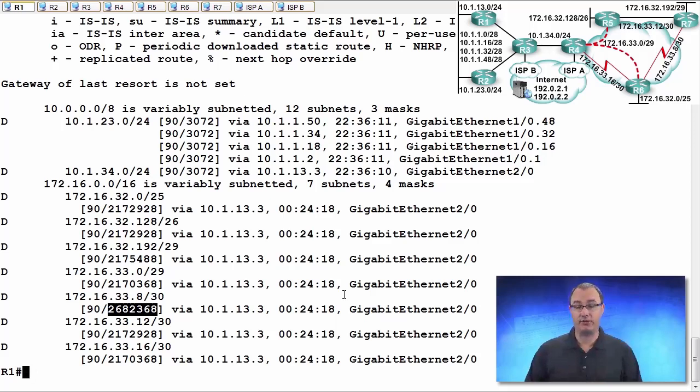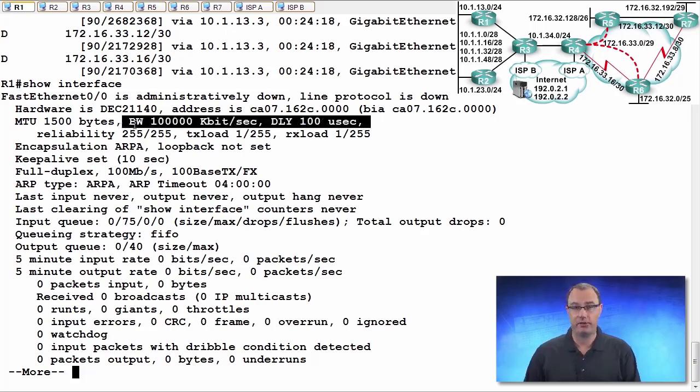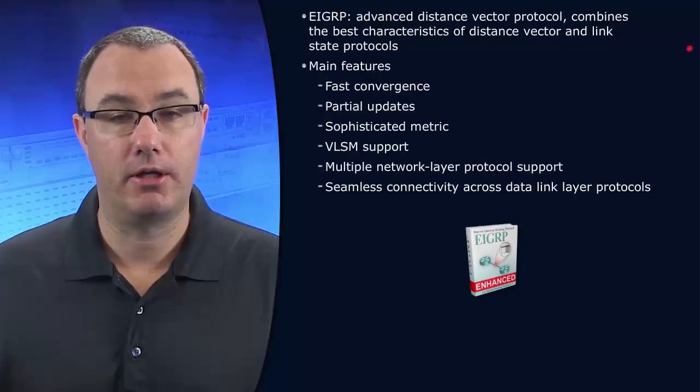And what it does is it takes in a lot of components. I'll actually show you those. So if I do a show interface, EIGRP's metric looks at bandwidth and delay by default. It can also factor in reliability, load, and MTU can be a tiebreak. So I would say, yeah, that's a really sophisticated metric.